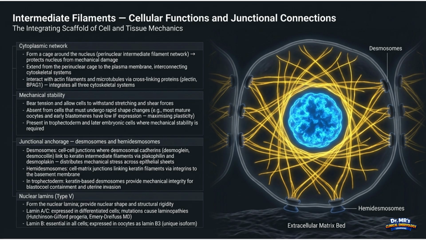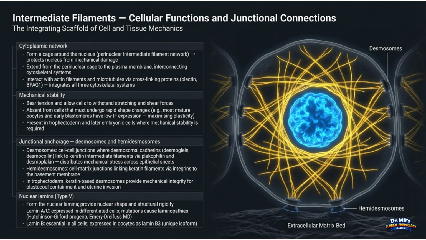But a zipper is useless if it's sewn into weak fabric. So on the intracellular side, right under the membrane, you have adapter proteins like plakoglobin and desmoplakin. These adapters act like heavy-duty steel brackets. They grab the tails of the cadherins and anchor them directly into the massive keratin intermediate filament network inside the cell. The mechanical result of this is profound.